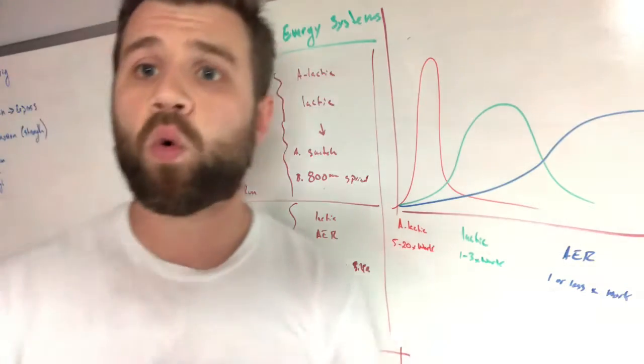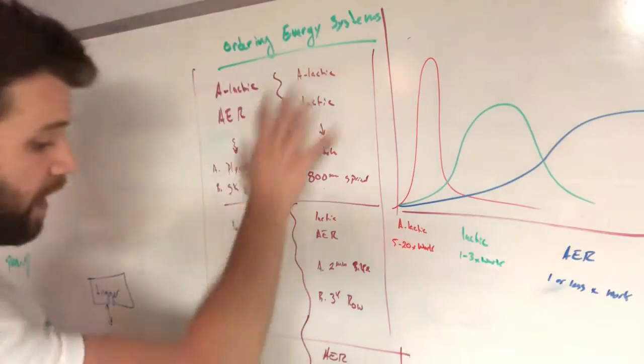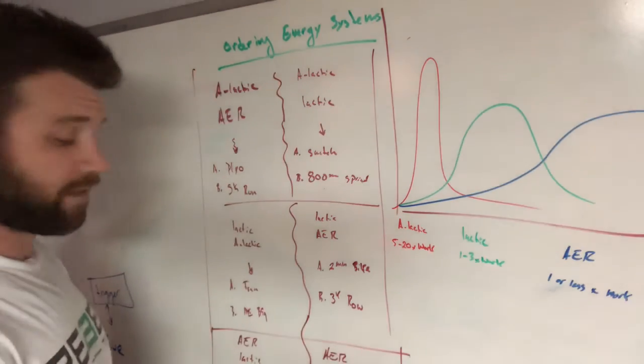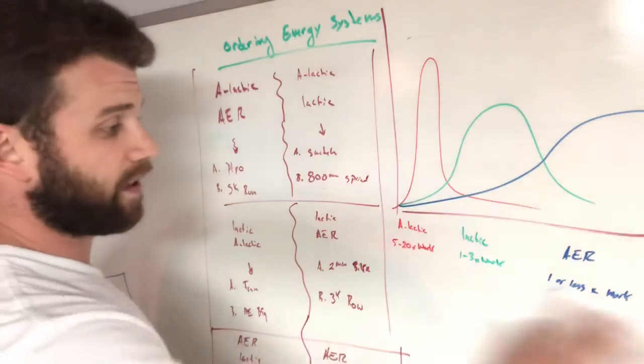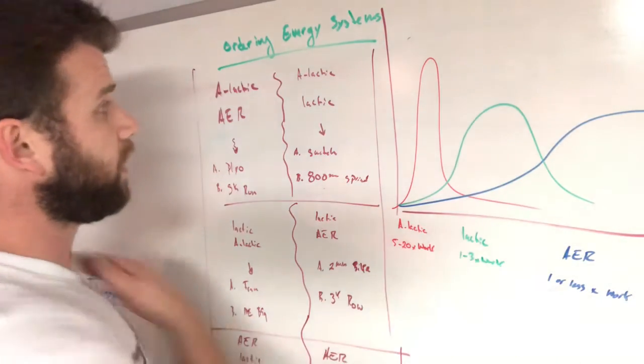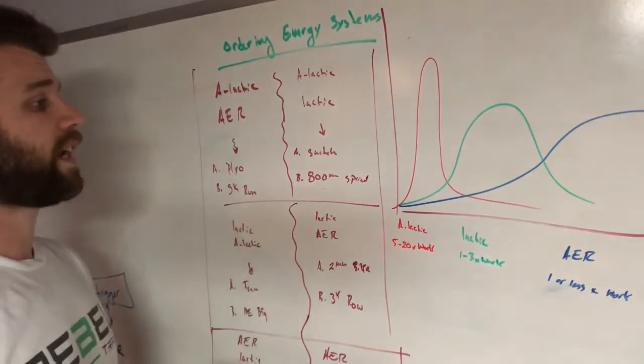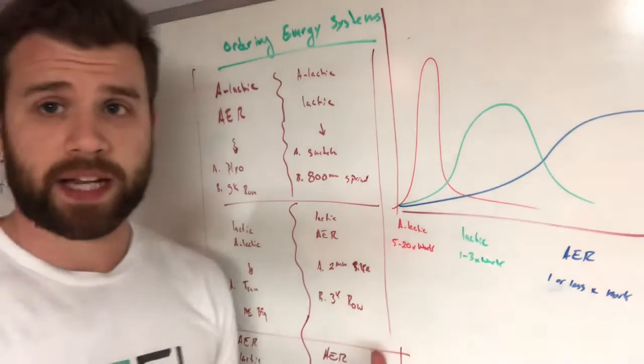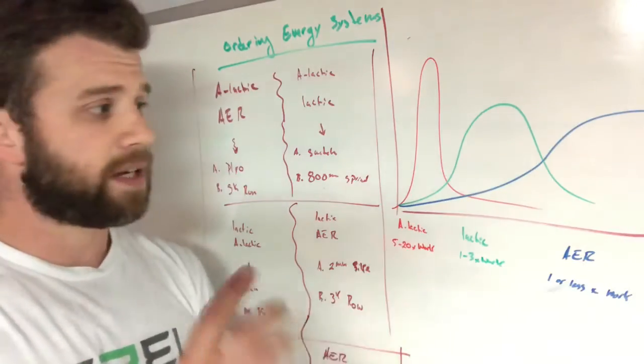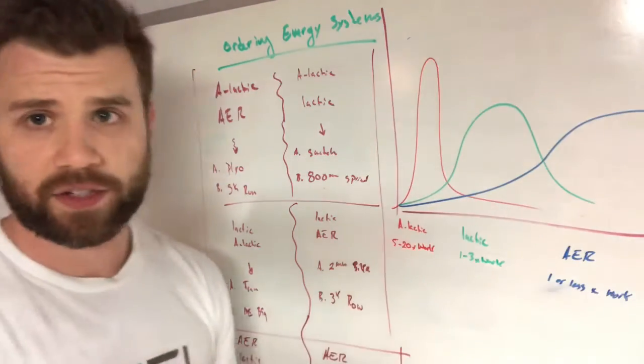Now, how do we order these in a workout, right? I have a list of six different examples, and these put in a bunch of different scenarios, a bunch of different mixtures. Understand that I'm putting these in A and B, right? You can certainly add A, B, C, D, E, F, G, H, I, J, K, and so on and so forth.